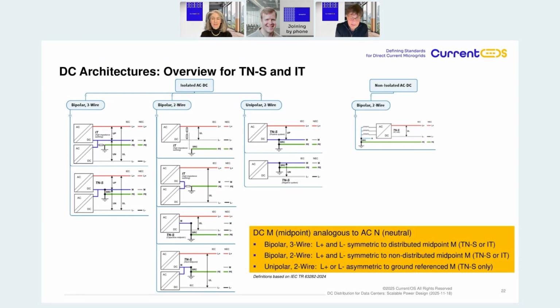I think this is an important message for product manufacturers of these devices, because at the end of the day, maybe some data centers have strong reasons to use an IT system. Some other data centers want to use a TNS. And if you define the product in a proper way and you define them to work in unipolar systems, then you can always use them in bipolar systems, in IT systems, etc. This gives a wide range, and this is a way to decouple the products to withstand any possibility.